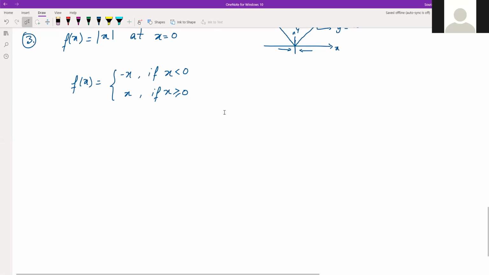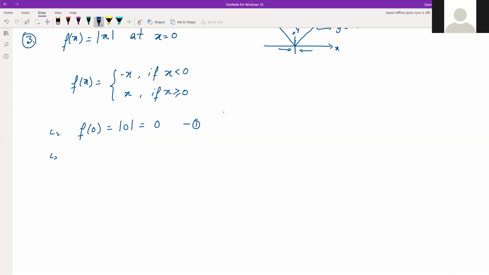So first, you find the value of the function. f of 0 is equal to mod of 0, which is equal to 0. That is the first thing done. Next, we have to find the left hand limit and right hand limit. Left hand means points to the left of x equals 0, or points which are less than 0.